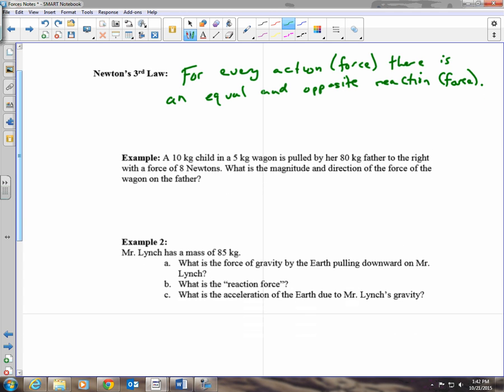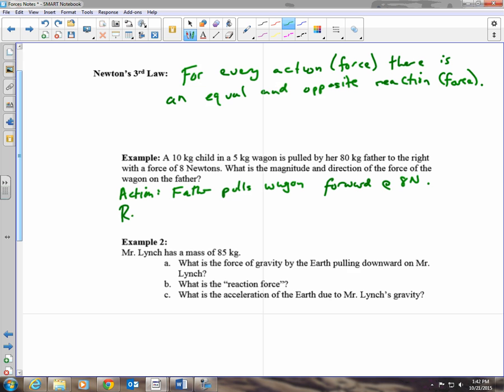So here's an example. I have a 10-kilogram child in a 5-kilogram wagon being pulled by an 80-kilogram father to the right. They give you a lot of extra information. But basically what's happening is our action force could be the father pulls the wagon forward at 8 newtons. That's the action force.